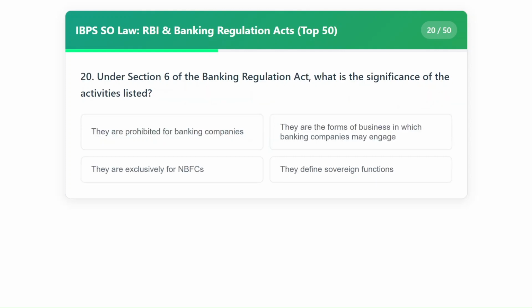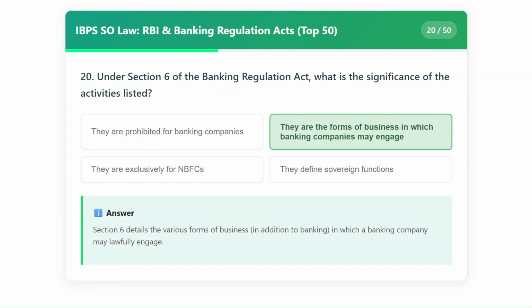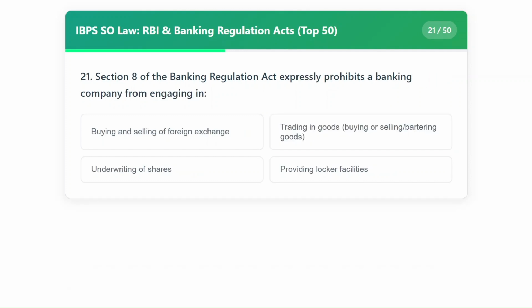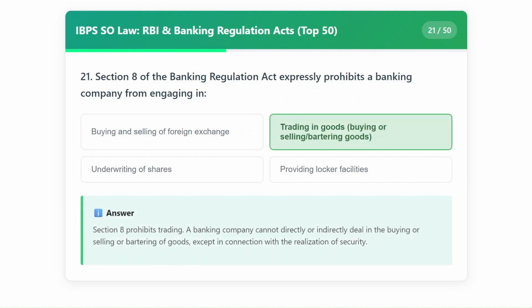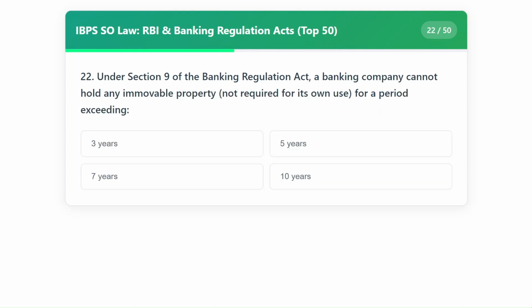Under Section 6 of the Banking Regulation Act, what is the significance of the activities listed? They are the forms of business in which banking companies may engage. Section 8 of the Banking Regulation Act expressly prohibits a banking company from engaging in trading in goods. Under Section 9 of the Banking Regulation Act, a banking company cannot hold any immovable property for a period exceeding 7 years.